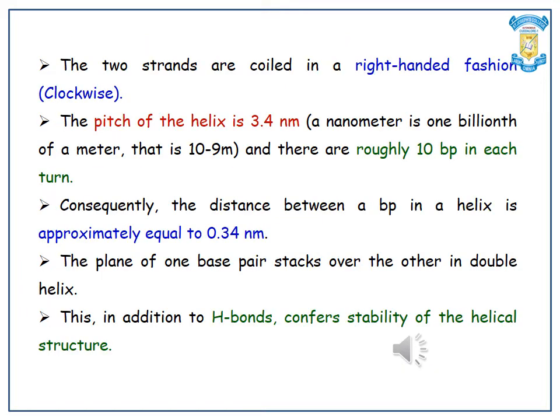The two strands are coiled in a right-handed fashion, like a clockwise direction. The pitch of the helix is 3.4 nanometers and there are roughly 10 base pairs in each turn. Consequently, the distance between base pairs in a helix is approximately 0.34 nanometer. The plane of one base pair stacks over the other in the double helix. This, in addition to hydrogen bonds, confers stability on the helical structure.